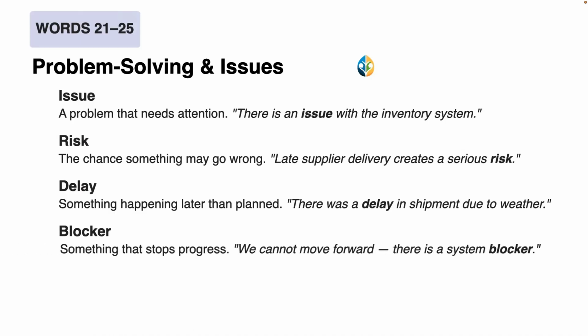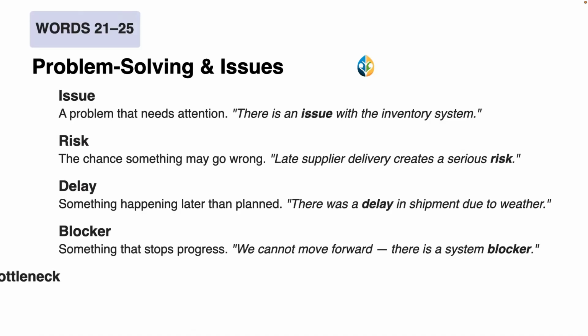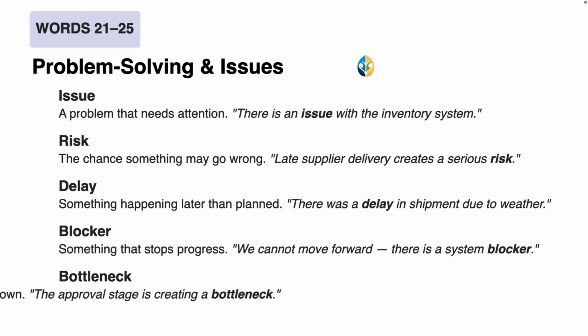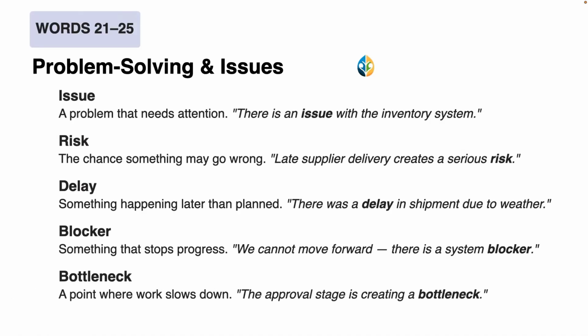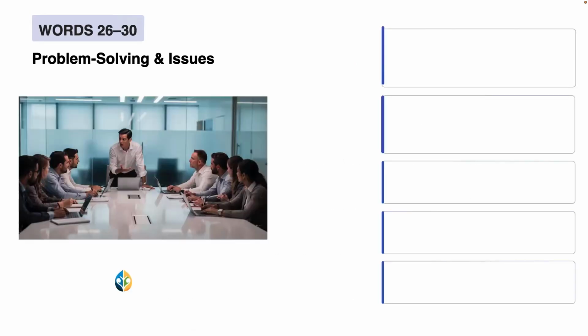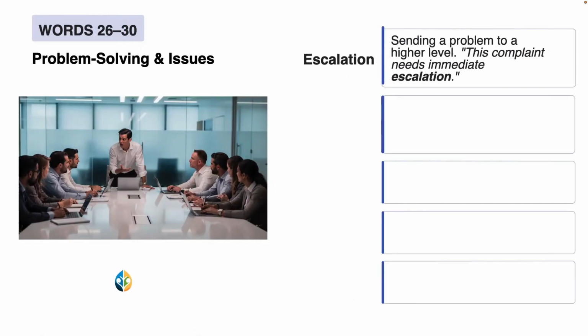Blocker. Something that stops progress. We cannot move forward. There is a system blocker. Bottleneck. A point where work slows down. The approval stage is creating a bottleneck. Our next group of words, problem solving and issues. Escalation. Sending a problem to a higher level. This complaint needs immediate escalation.